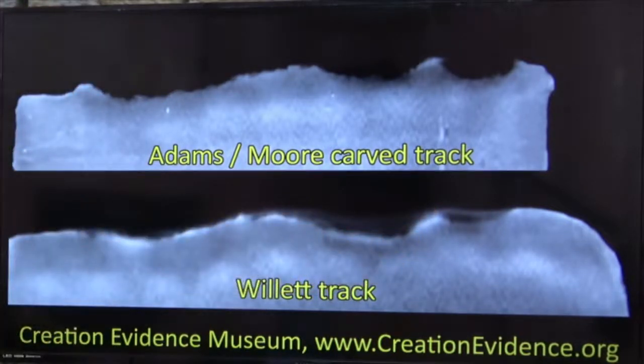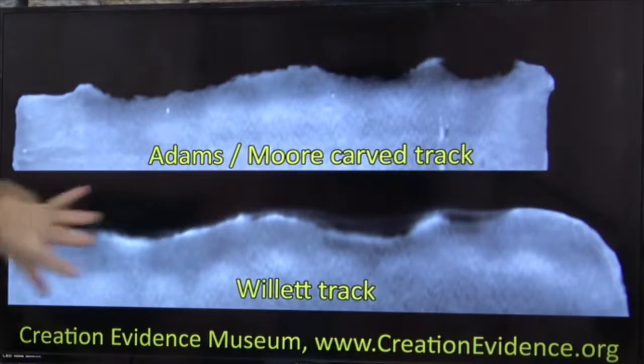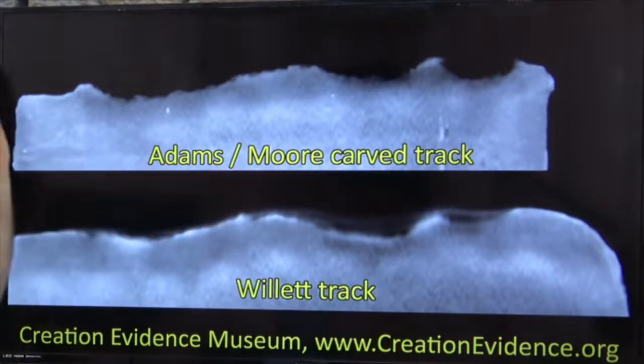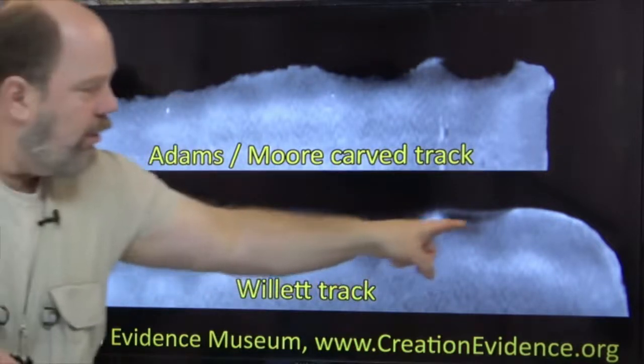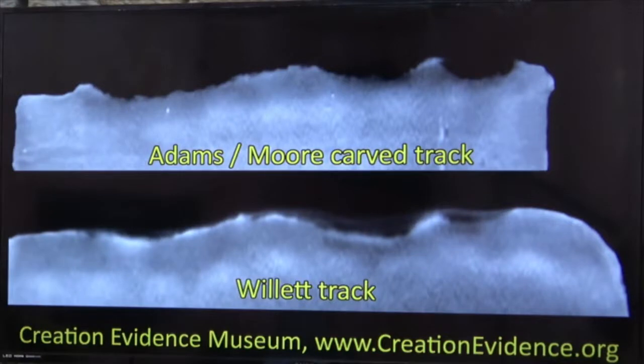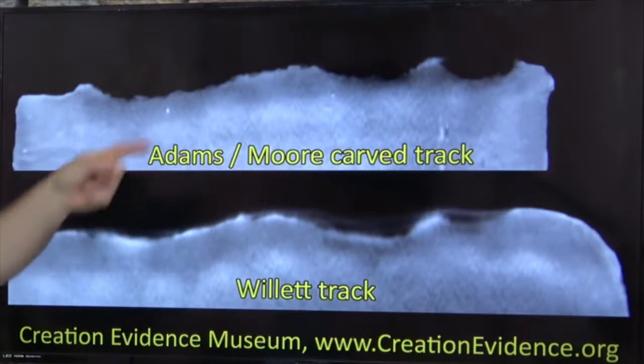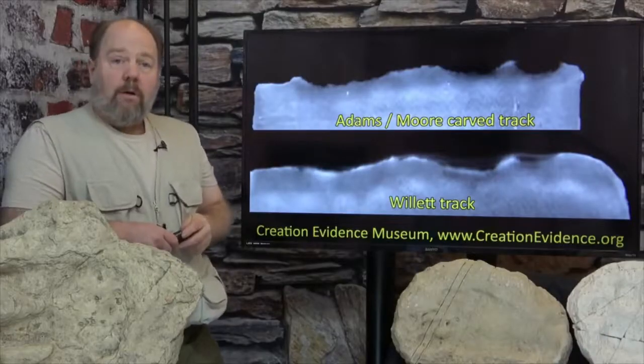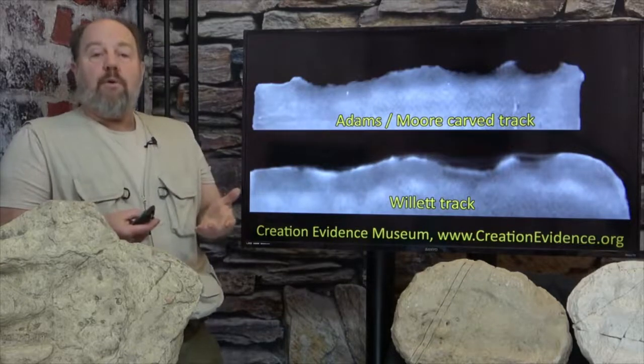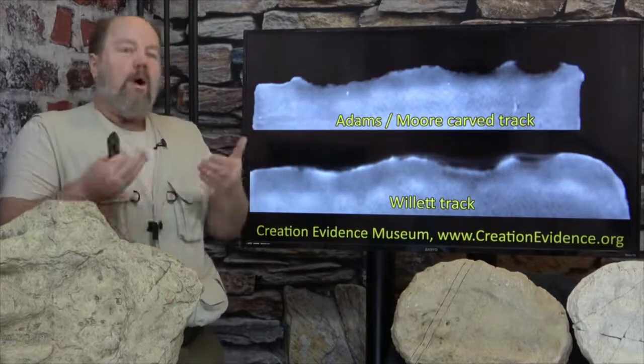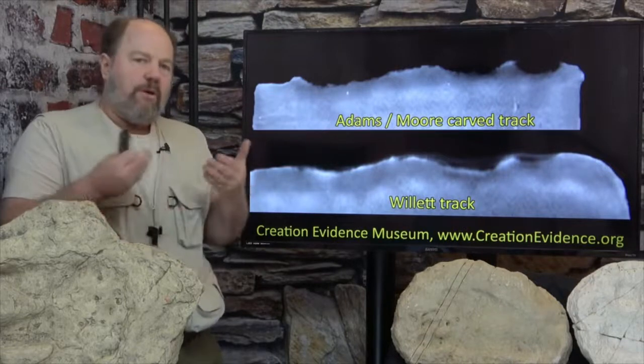between the two tracks. And remember, we're looking at the side profile of the tracks, as if we had severed the rock in half. While you can see the higher density rock following the contours of the Willett footprint, you can see that the higher density rock in the Adams-Moore track is only visible where the track has not been carved out of the rock. That track is carved, and the removal of the rock to carve the footprint removed that veneer of harder, higher density rock on the surface of the slab.